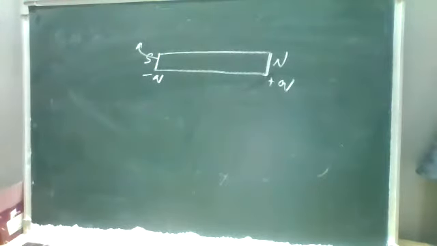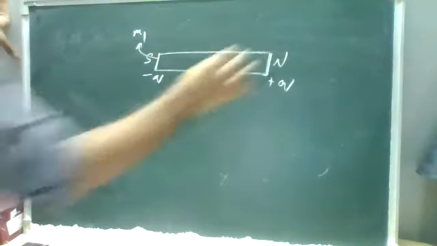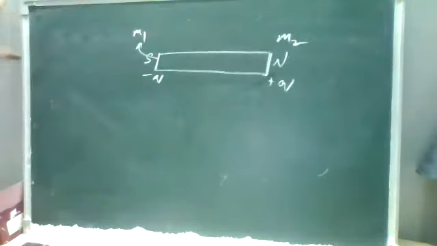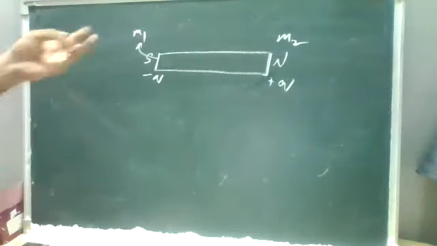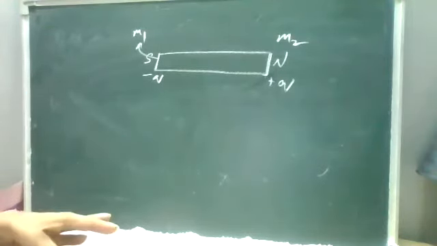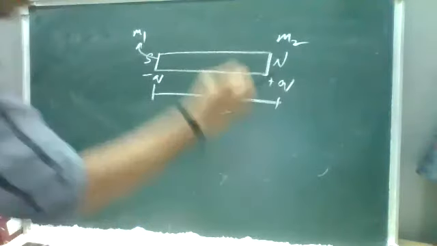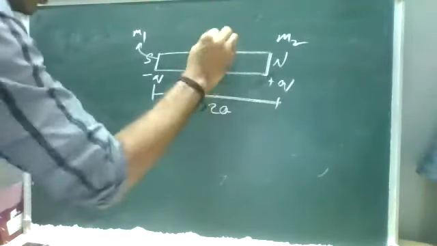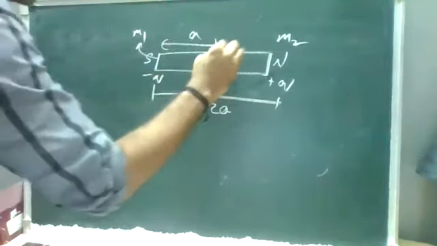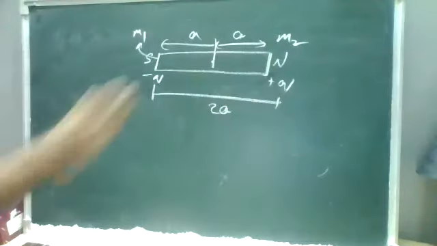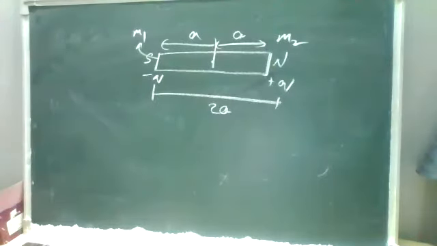In symbols, the pole strength is M1, and I'll take the other as M2, for the north pole and south pole. So the pole strengths are M1 and M2, and these two are equally separated. The small distance between them is 2a. From the center, the distance is a on each side. So a dipole is nothing but your bar magnet.